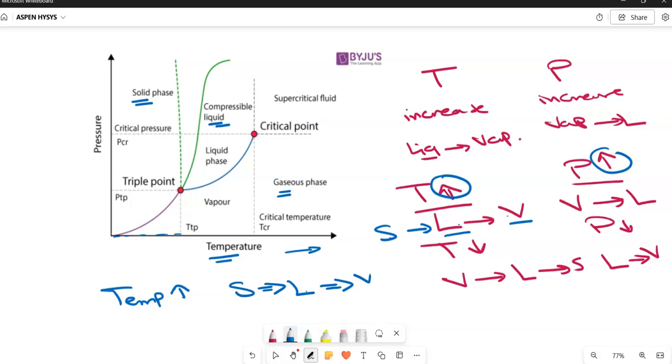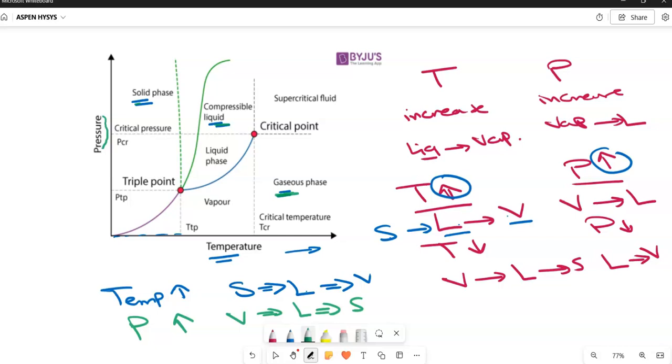If we look at the y-axis for the pressure, if we are increasing the pressure, we are moving up, so from a gas to a liquid to a solid. So with pressure increasing, we are moving from a vapor to a liquid to a solid.